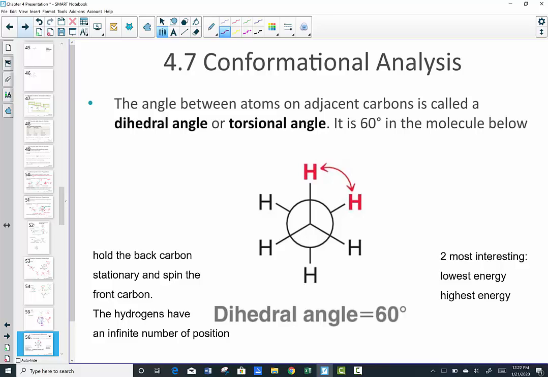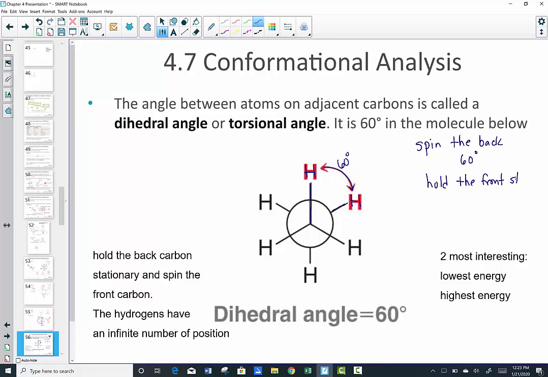So that angle between atoms on adjacent carbons is called a dihedral or torsional angle. It's represented by 60 degrees in this picture. The front carbon is attached to a hydrogen. The rear carbon attached to a hydrogen. This bond angle is 60 degrees. So that's why I say when you're analyzing a conformation, spin the back every 60 degrees. Hold the front still and spin the back 60 degrees at a time. And you will see all the different possible arrangements for any particular molecule you're examining. The key is don't spin both, hold the front still.